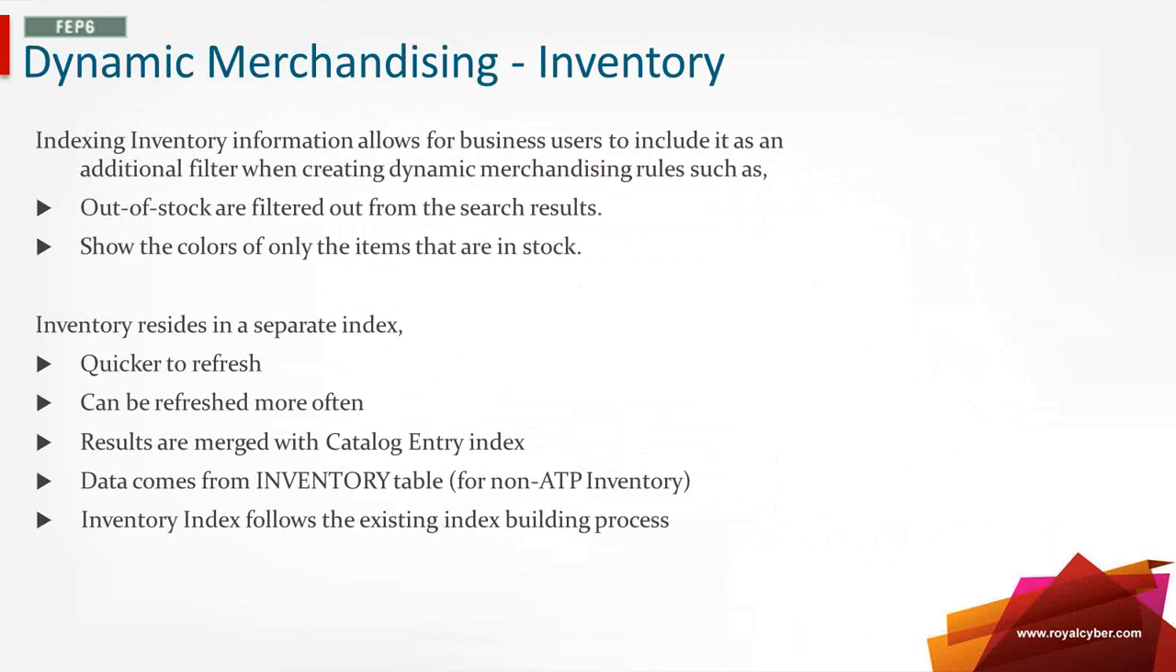Dynamic merchandising. As part of this feature, there is an inventory index also available, which provides features if you want to filter out-of-stock products from your search result, or show grayed-out items which are out of stock, or show items which have more inventory at the top. Those kinds of rules can be set up.